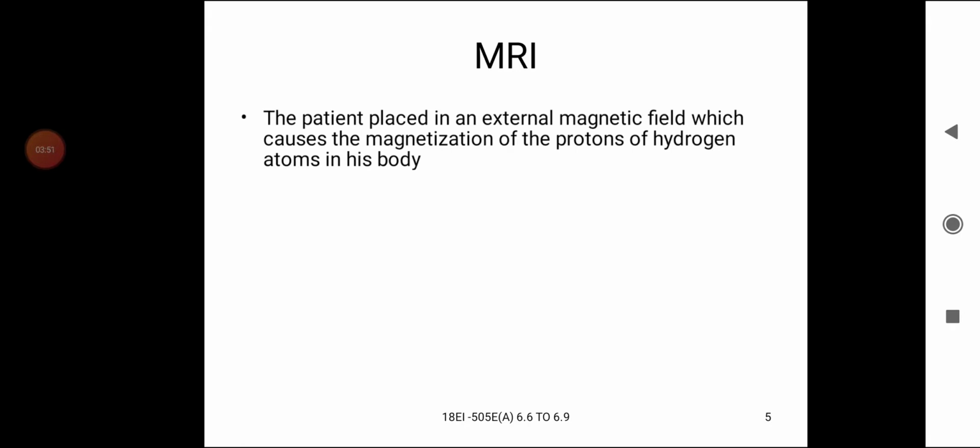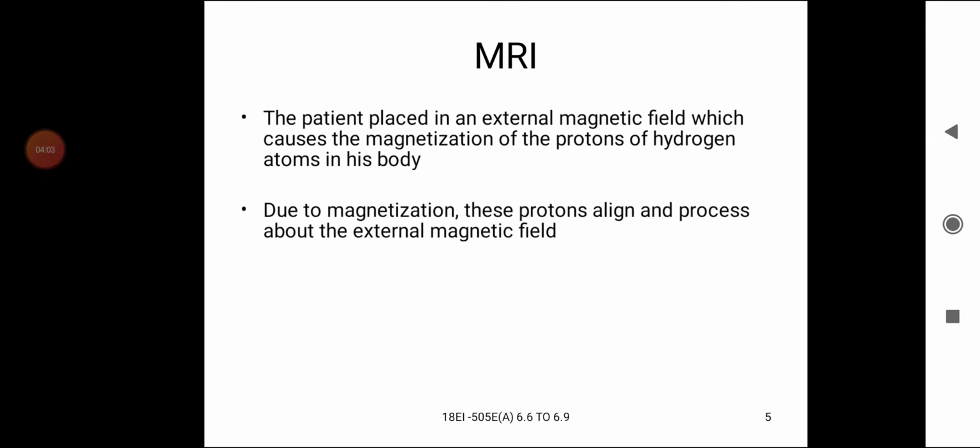The patient is placed in the external magnetic field which causes the magnetization of the protons of hydrogen atoms in the body. Due to the magnetization, these protons align and precess about the external magnetic field.